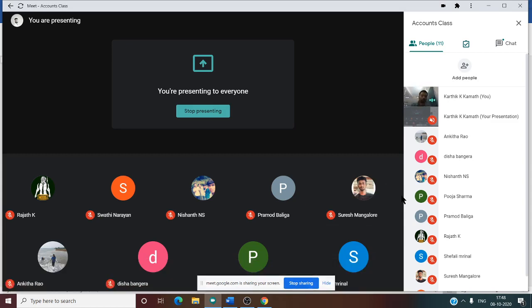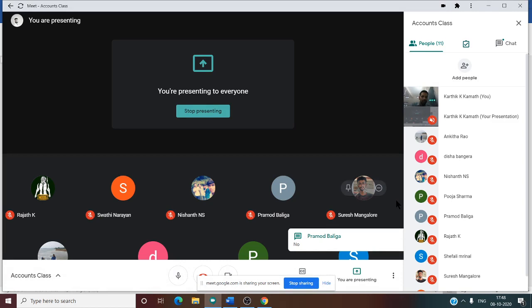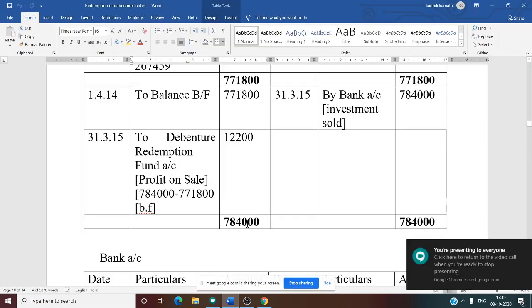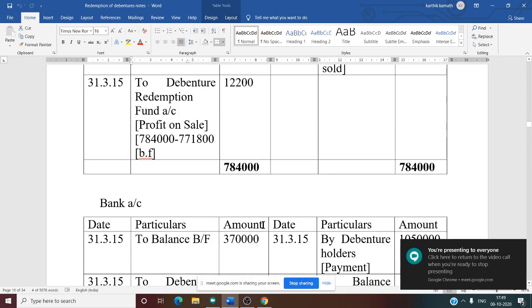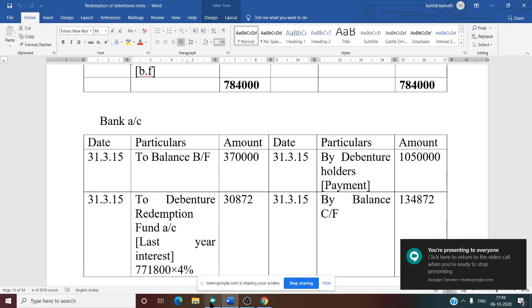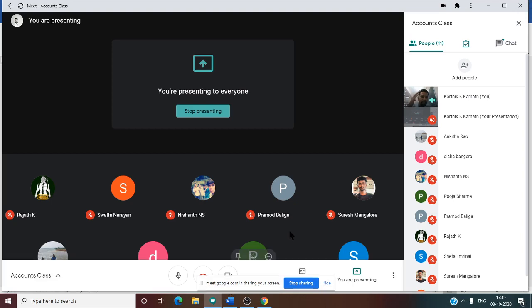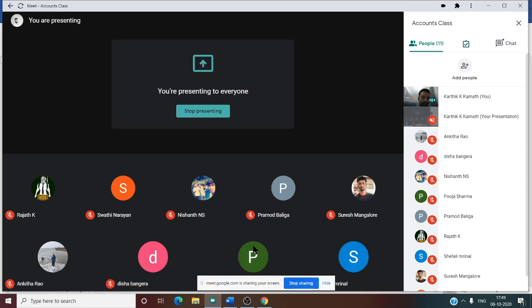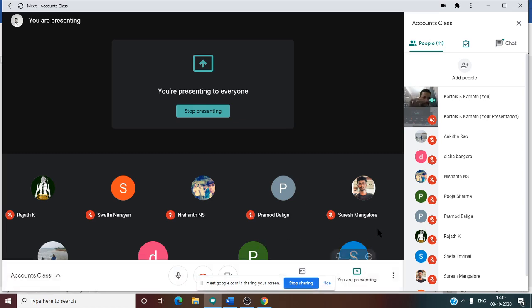So now two more accounts are remaining. Pramod is saying no. Yes, now we need to go for the fourth account. Fourth ledger account is bank account. So now you know bank account and debenture holder account we need to prepare for last year only. Why? Because bank balance is given in the question for the last year only. So whether bank has a debit or credit balance, can you tell me? Bank has a debit balance. That is why.